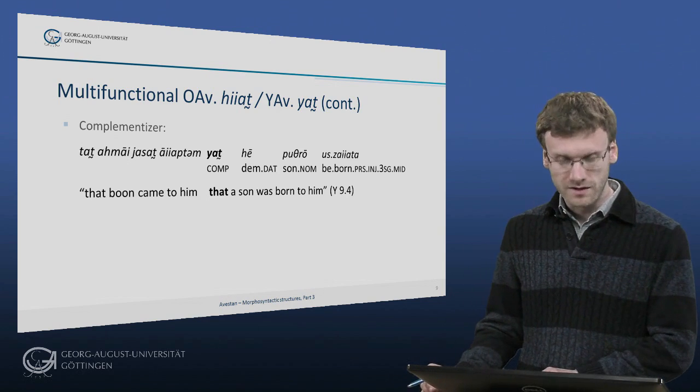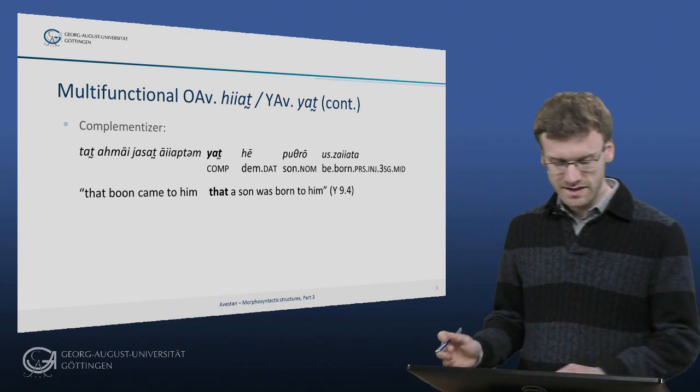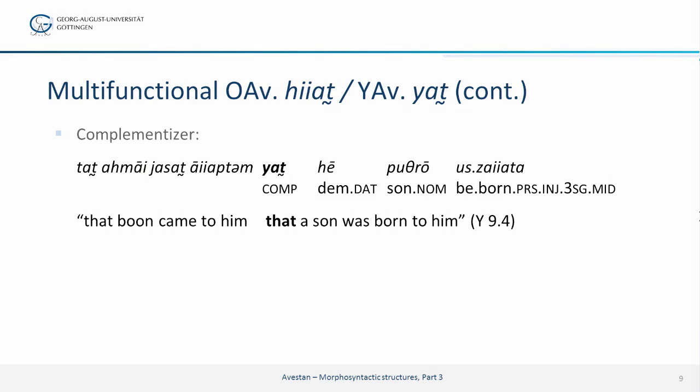Yat may finally also function as a complementizer. The example here is tat achmai jasad ayaptem, that boon came to him. Yat he puthro usayata. Yat, that. He puthro, to him a son, was born. Usayata, a middle form of the verb for to be born, used as a passive.